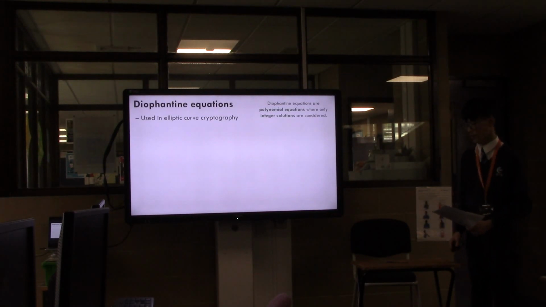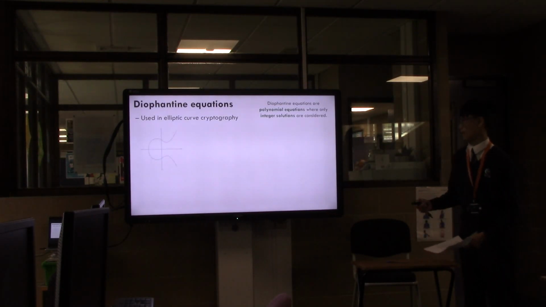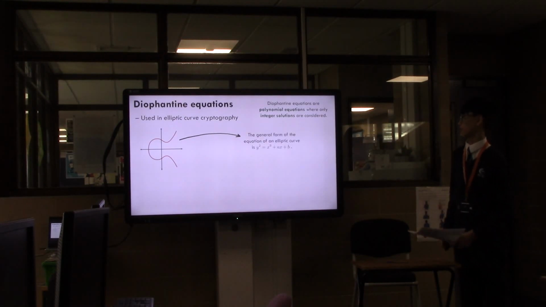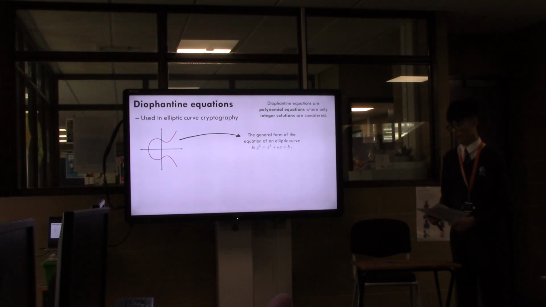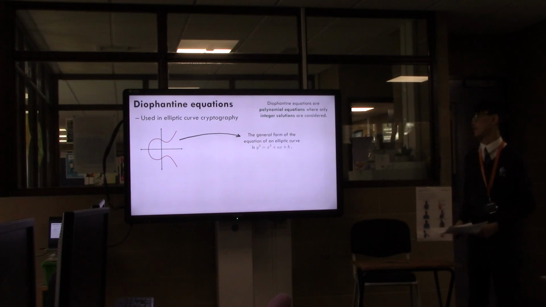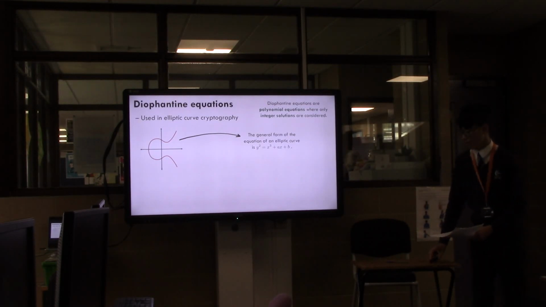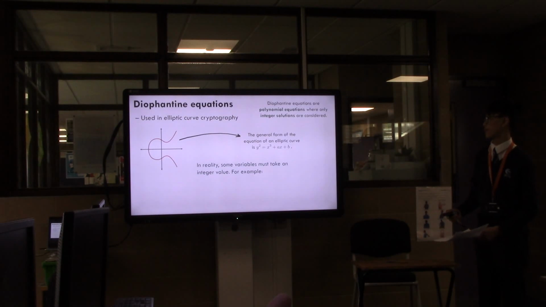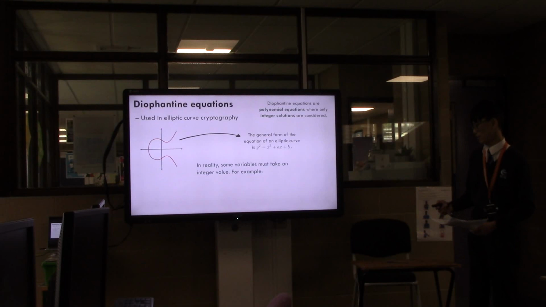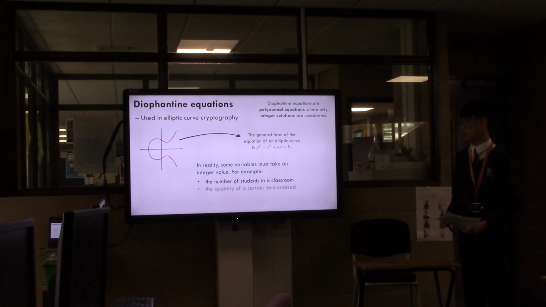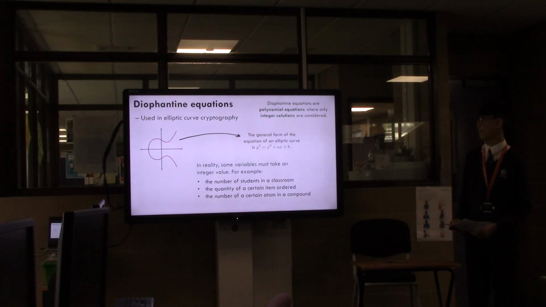They also can be used in elliptic curve cryptography. This is an example of an elliptic curve, and you can see that the equation of an elliptic curve is a polynomial. In cryptography, x and y will be taken as integers. Also, in reality, lots of variables will have to take integer values. For example, the number of students in a classroom, the quantity of a certain item that's being ordered, or the number of a certain atom in a compound, as we saw before.